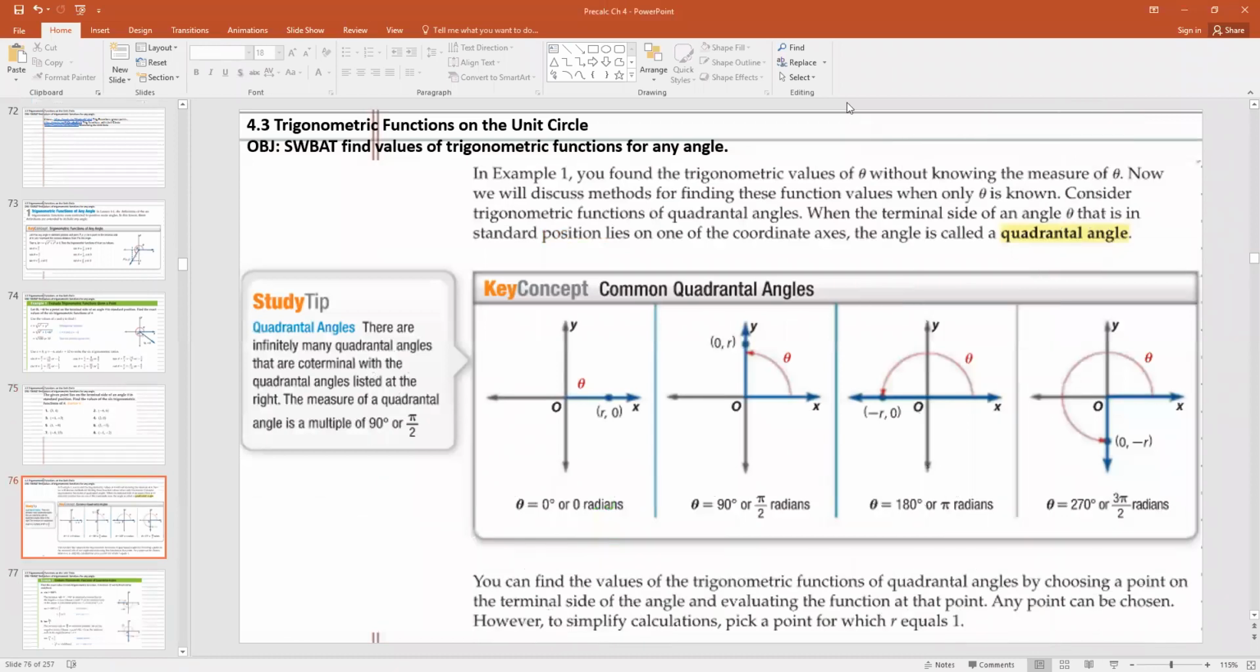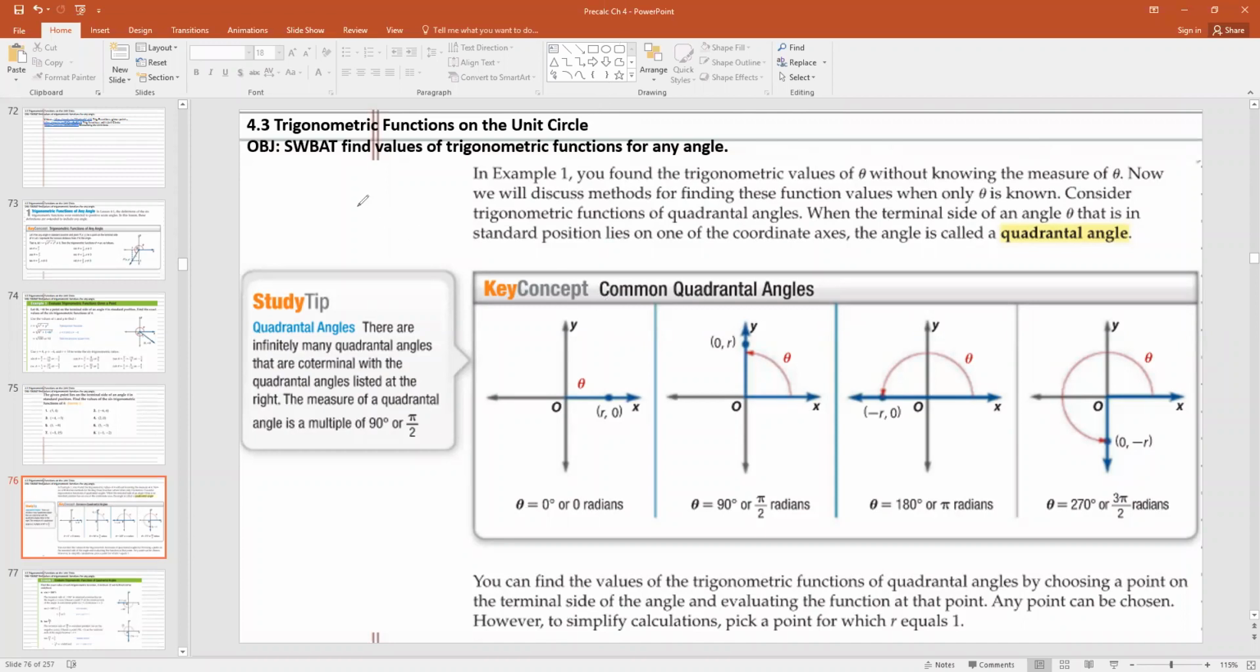All right, before we look at that, we're going to look at these. These are called quadrantal angles. Quadrantal, quad, remember, is 4. Rantal, yeah, I have no idea. All right.